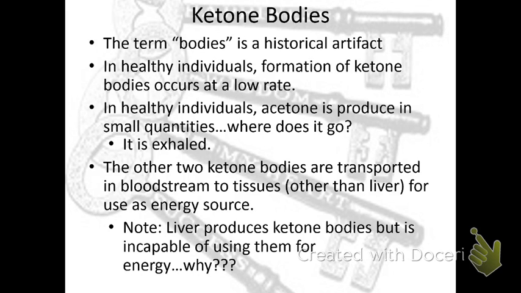The other two ketone bodies are transported in the bloodstream to tissues other than the liver for use as an energy source. Okay, so muscles, kidneys, your brain, and these other tissues are able to utilize ketone bodies in small concentrations under certain conditions in order to get energy. However, the liver produces the ketone bodies, but it is incapable of using them for energy. And it's really important later on that you make note of the reason why this is so important.